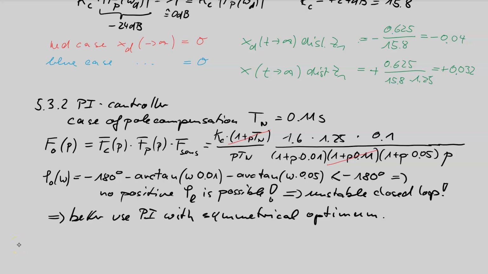Now, please keep in mind, the case of pole compensation gives unstable closed loop systems. That is most important to keep in mind.